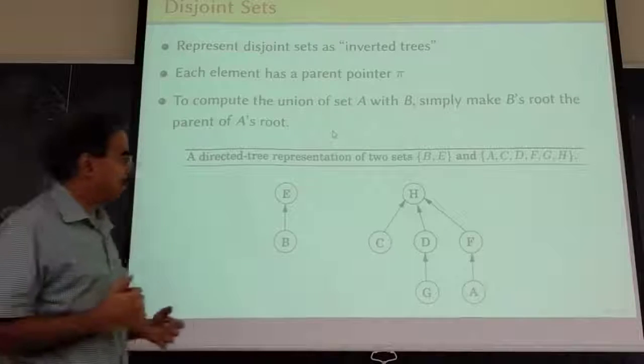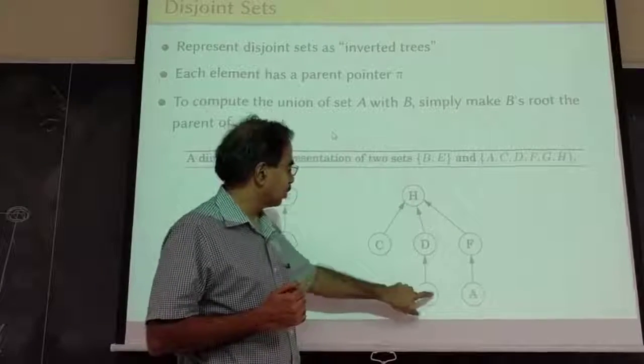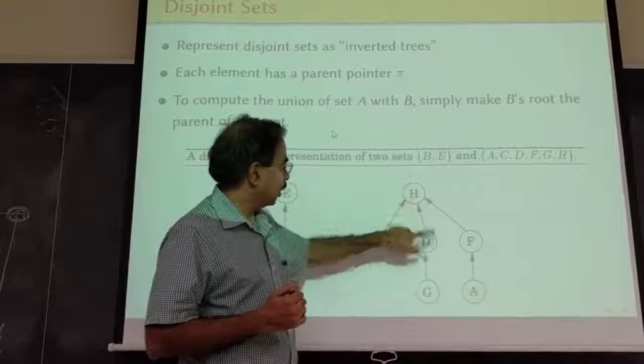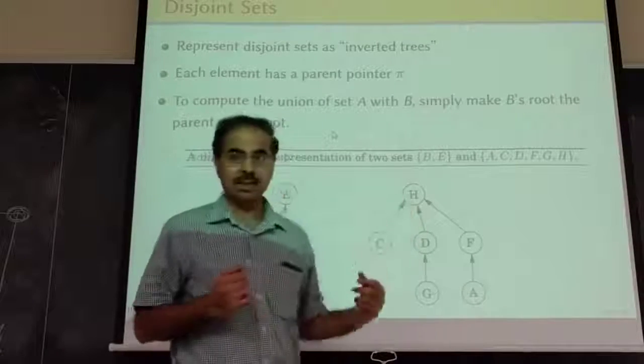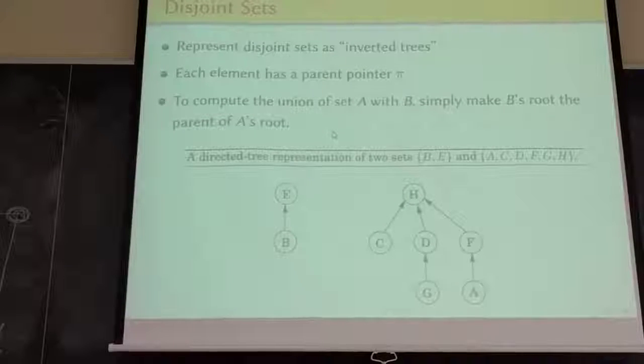To find out if two elements belong to the same set, you simply follow back to the root. So for instance, G and A: you follow to the root of this tree from A and from G, and if you reach the same root, that means they are in the same set. If they don't reach the same root, then they are in different sets.